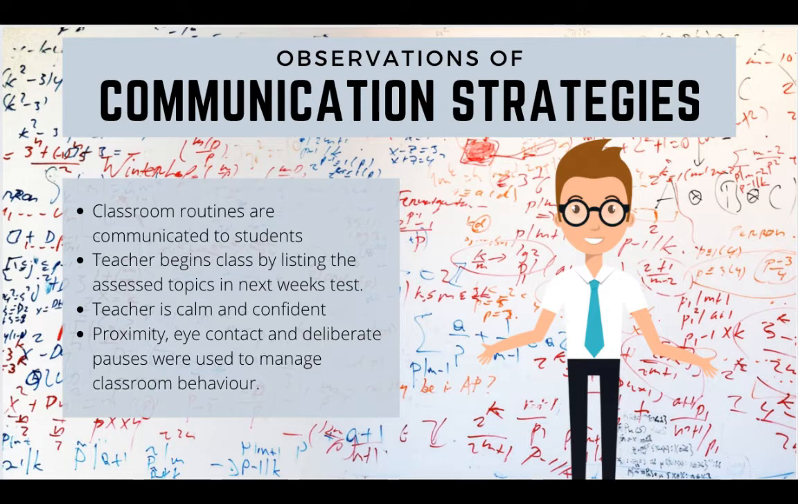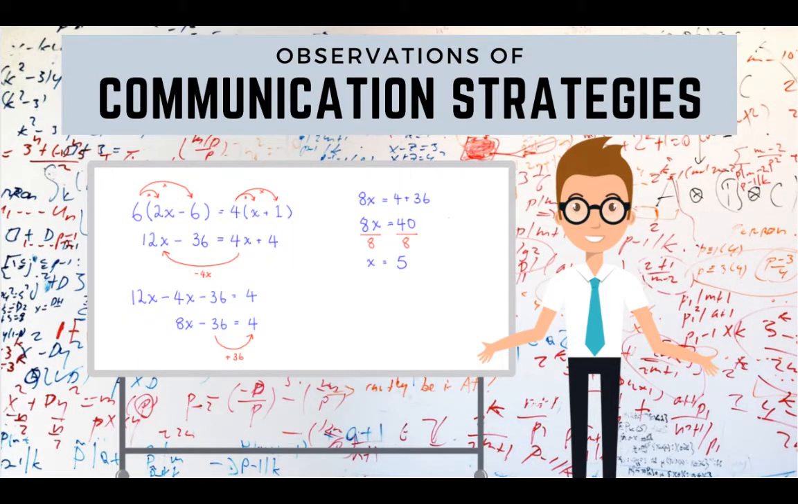Eye contact combined with a deliberate pause was used as a nonverbal cue to students whose discussion began to veer off topic. The teacher led a revision task that required the class, as a group, to think about the steps required to solve three different algebraic expressions of increasing complexity.